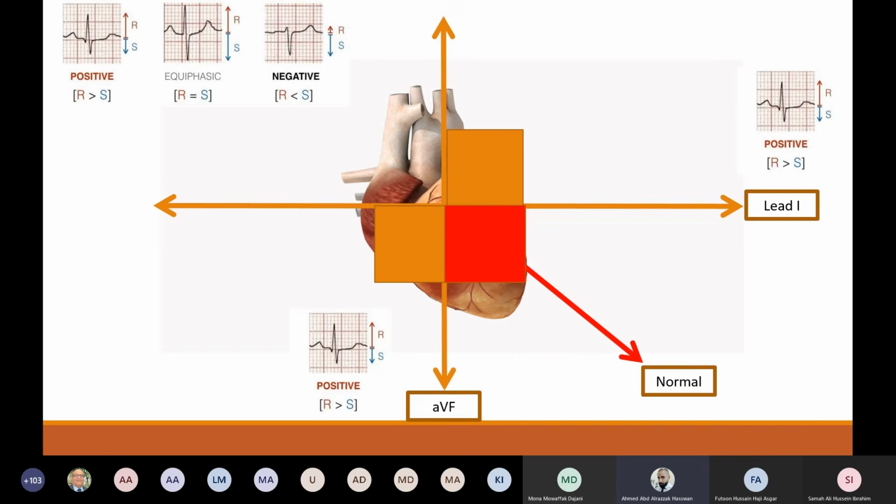Now, a few basics, we will take just lead 1 and lead AVF to comment about the heart axis. Okay, why are these two leads? Because they are perpendicular to each other. Can we use other leads?